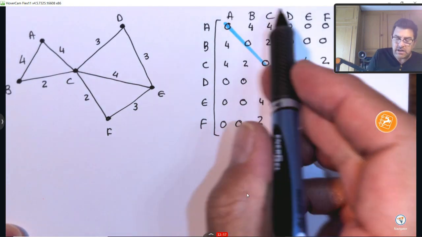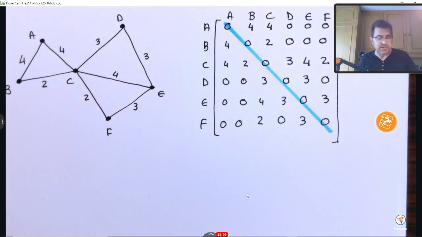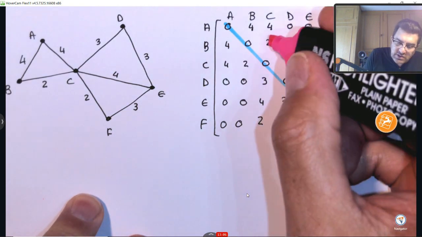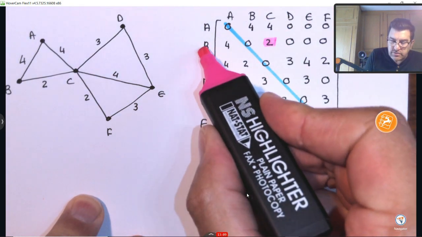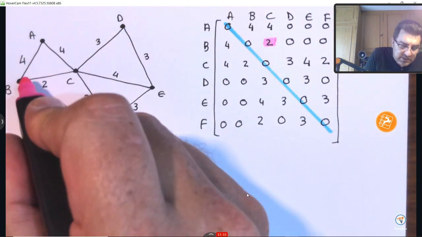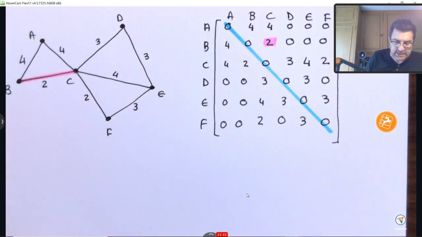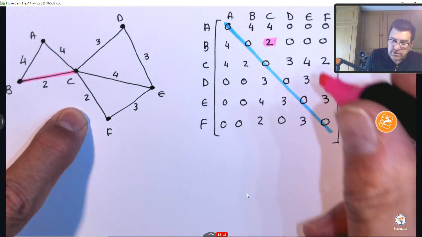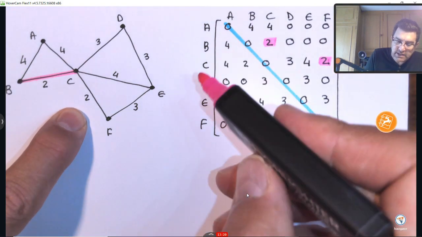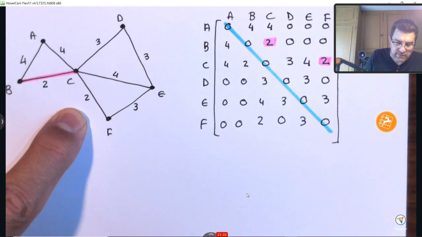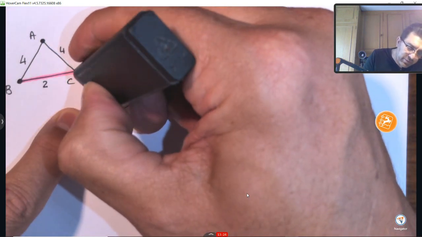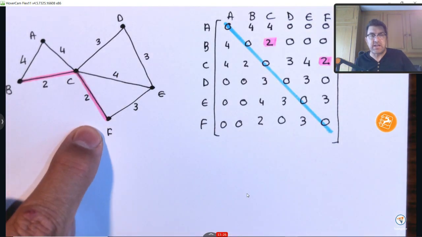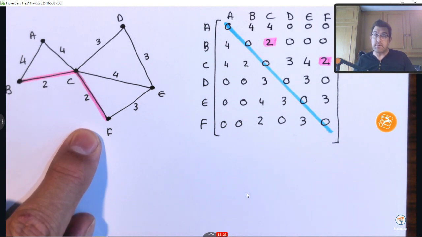Okay, so I'm now going to use this adjacency matrix and find the minimum cost spanning tree. The smallest we've got is 2. 2 connects B and C. So definitely B and C, that is in. Then we have another 2 here that connects C and F. So C and F will be part of my minimum spanning tree.